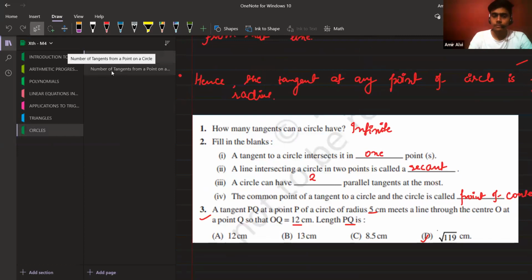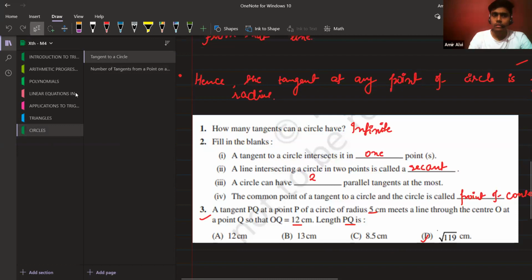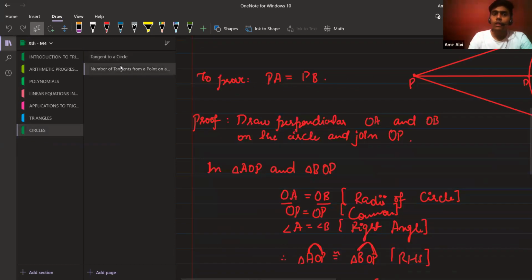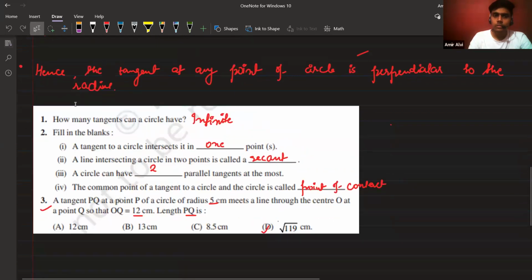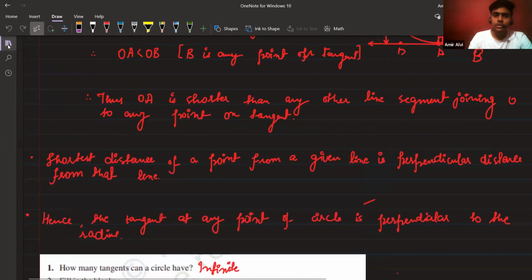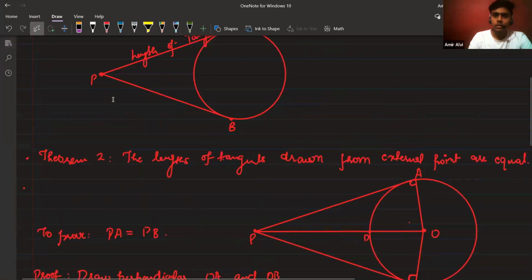So can you go to like that? Number of tangents from a point. Number of tangents, because in between some things are written and some things are not written. That's why. Number of tangents. Second topic. Yes, the second topic. Yesterday we wrote.